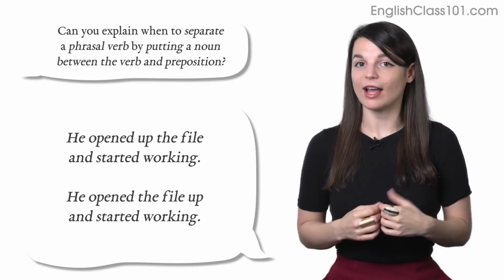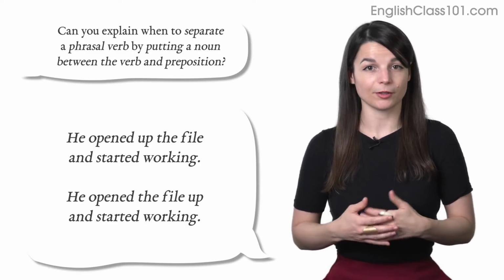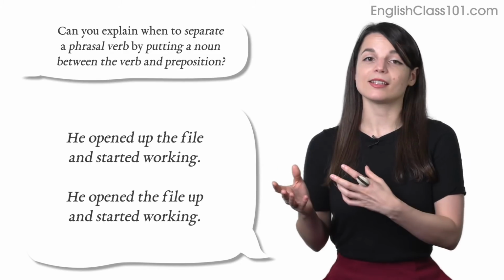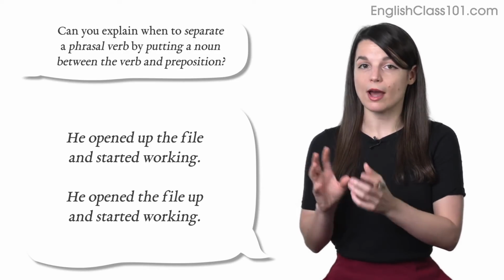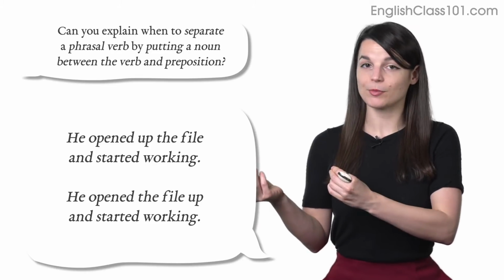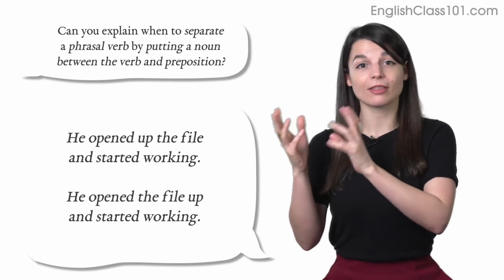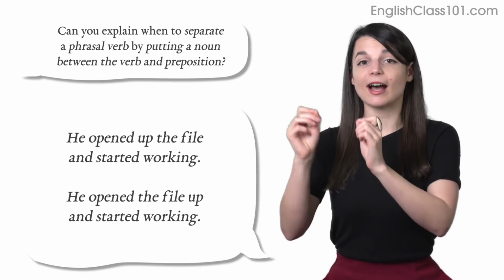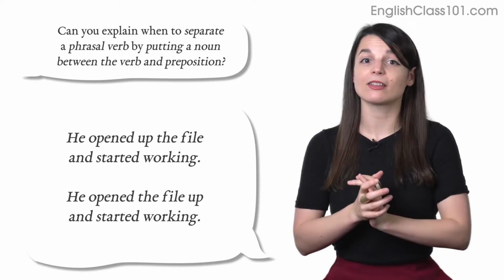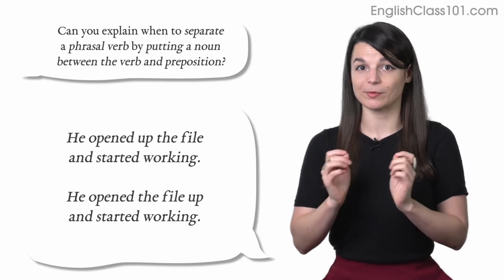Let's look at another example. He opened up the file and started working. He opened the file up and started working. In this sentence, the phrasal verb is open up, past tense opened up. We can move the file, the direct object, to the middle of the phrasal verb if we want to. Opened up the file is fine. Opened the file up is also fine. So this is another example of a phrasal verb that we can split, a transitive phrasal verb that is splittable.